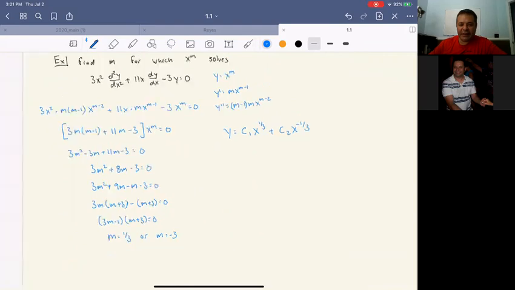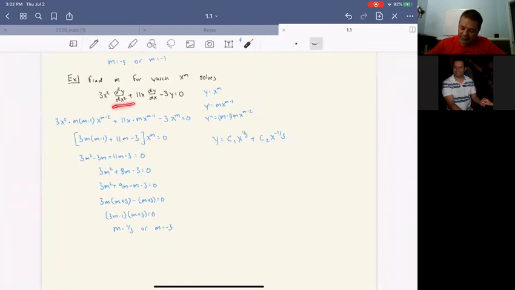This is a second order, homogeneous differential equation. Since the y's and the derivatives of y are all showing up on their own, it's actually linear. Even though there's an x there, this is still linear, because the y's and the derivatives of y are all linear terms.